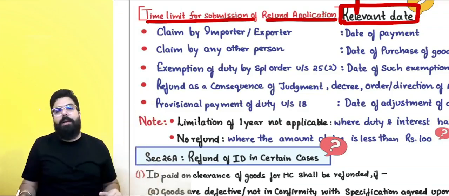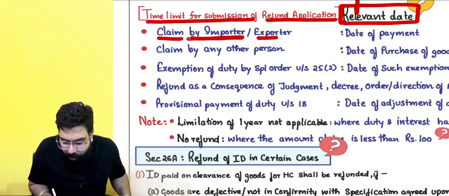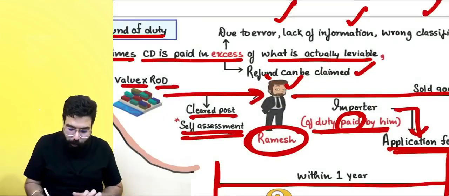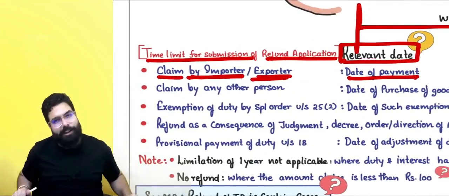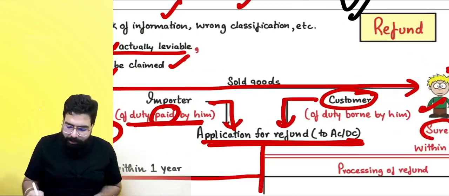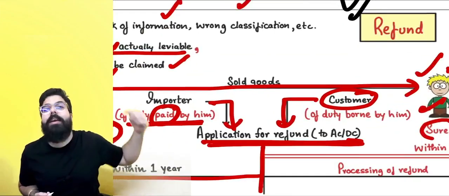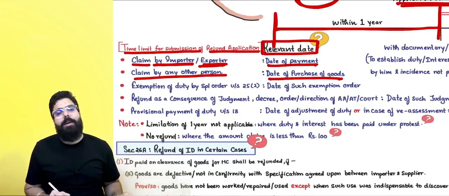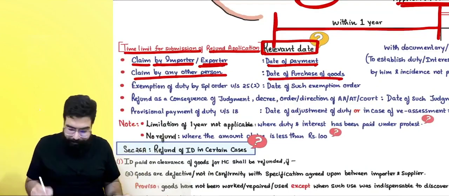Sir, what do you mean by relevant date? Sir, if it's a claim by importer or exporter, then the day he has made the payment. So, importer or exporter is claiming, the day he made the payment, within 1 year he has to file an application. Claim by any other person. For an example, I sold the goods to Suresh. Suresh has purchased the goods from me. The day he purchased, within 1 year, he has to file an application for refund of the extra duty which is borne by him.